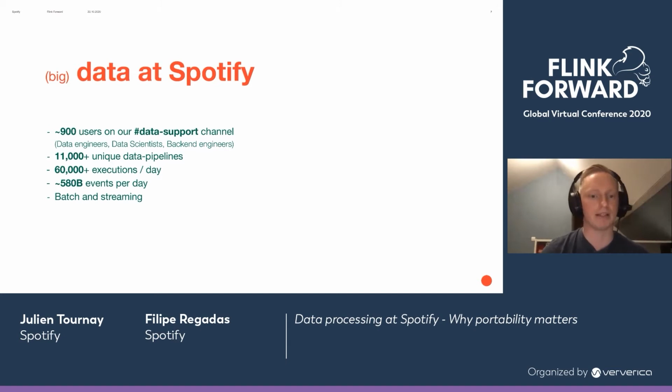We have about 11,000 unique data pipelines currently deployed in production at Spotify, and that accounts for about 60,000 executions every day. We collect about 600 billion events every day. So that's events from our clients. When you play a song, for example, that triggers an event. And we do both batch and streaming pipelines.